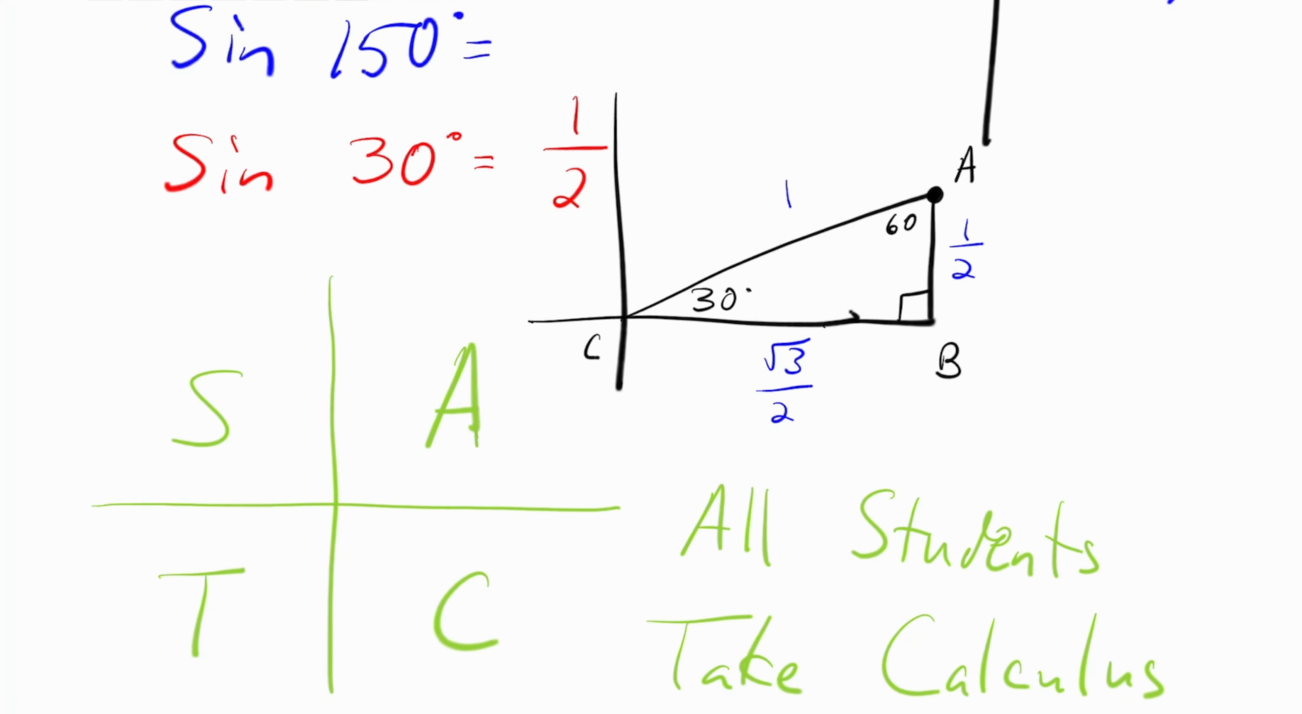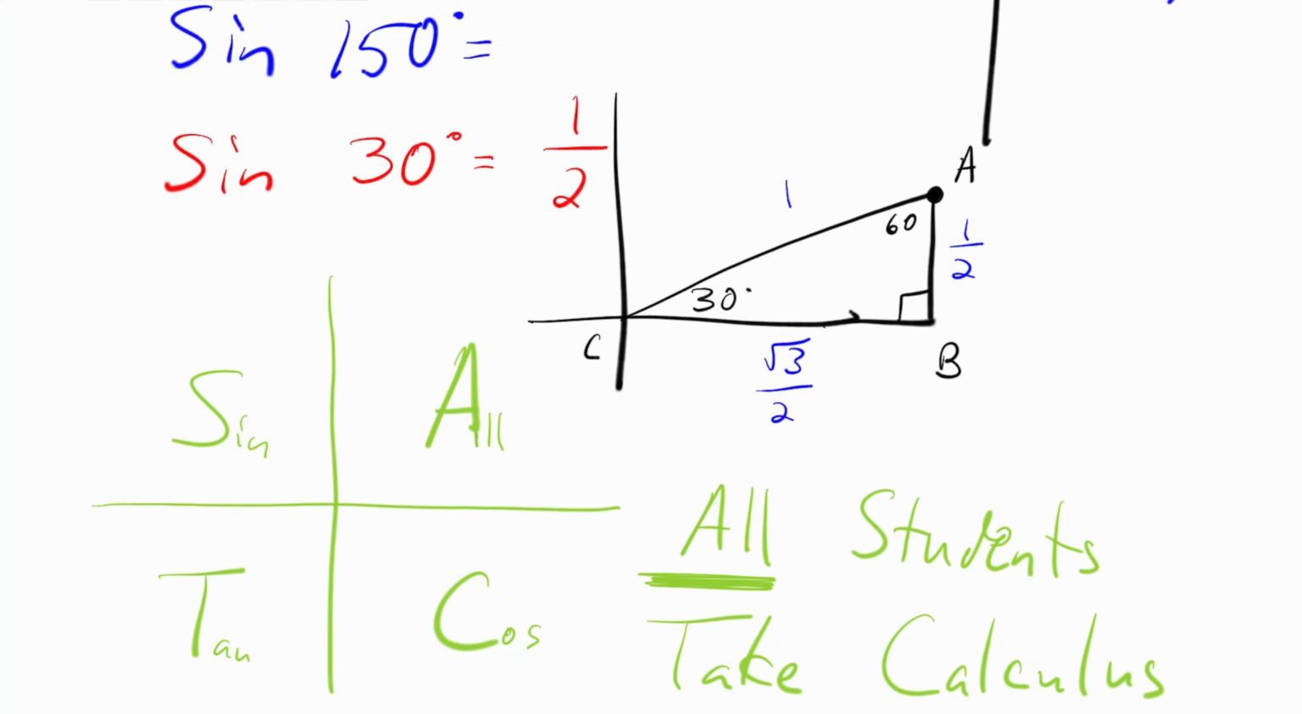Any idea what these four letters could stand for? Particularly the S, the T, and the C. Sine, cosine, tangent. Yeah. And A, any idea what that might stand for? It literally stands for the word that we use, actually. All. So we've got all, sine, tangent, and cosine. And what these are telling you is which of the trigonometric functions are positive in which quadrants.